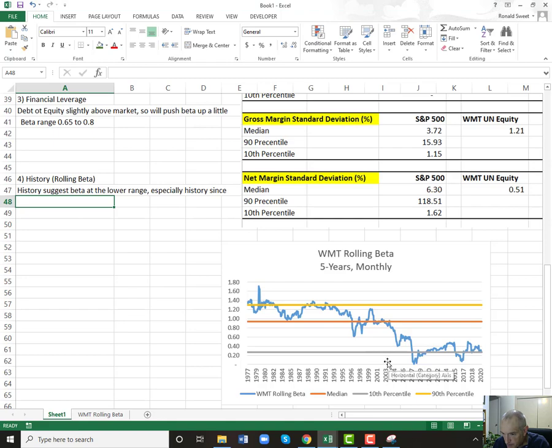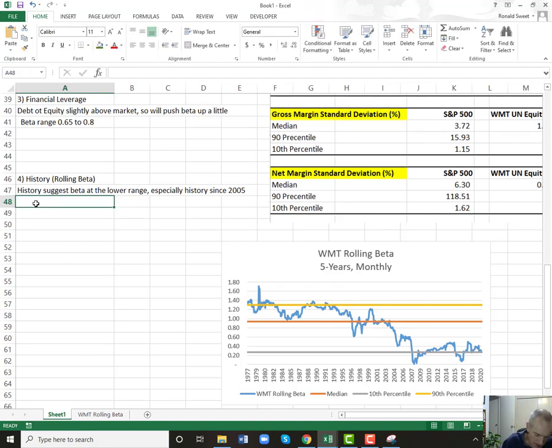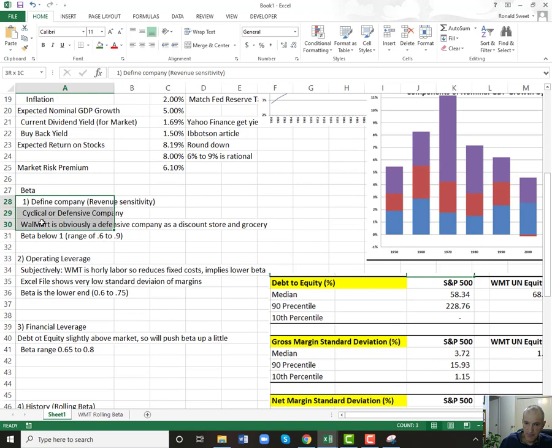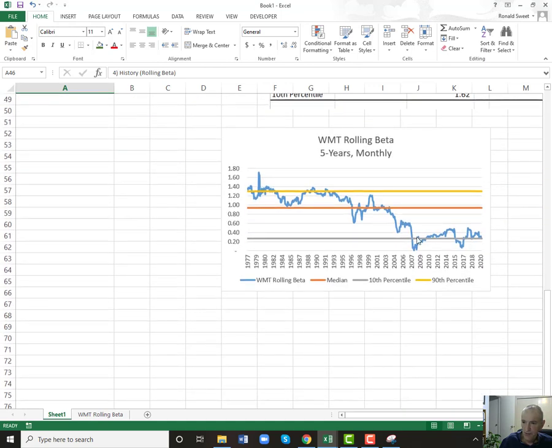Really probably since 2005, they just had a much lower beta since 2005. So that's going to push me down to an even lower range, 0.5 to maybe 0.7. So I'm in that lower range. It's definitely a defensive company, has very low operating leverage. Its debt is a little bit high, but not particularly high. And its history has been very low, especially the last few years.